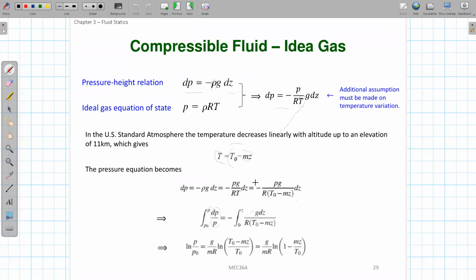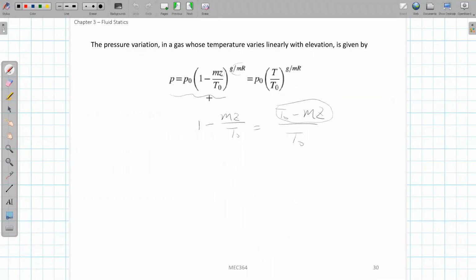So this case shows how to use the pressure-height relationship when your fluid density is not constant. Remember those manometer cases we went through before, that is for liquid, when your density is constant. But for the ideal gas, this is the result you get: the pressure and elevation correlation, P as a function of Z, if your temperature varies linearly with the elevation. Remember, this is the condition under which you can use this correlation.